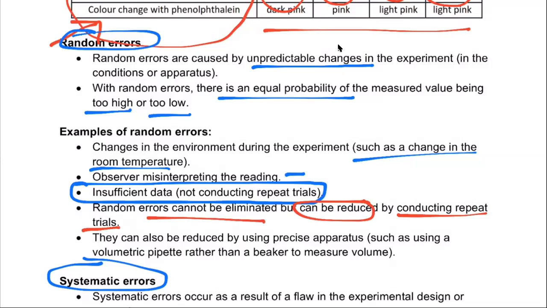The other way you can try to reduce them is you can use precise apparatus. So instead of using a beaker or a graduated cylinder to measure volume, use a volumetric pipette or even a burette, something that's going to have a smaller scale on it so that you have less uncertainty, okay?